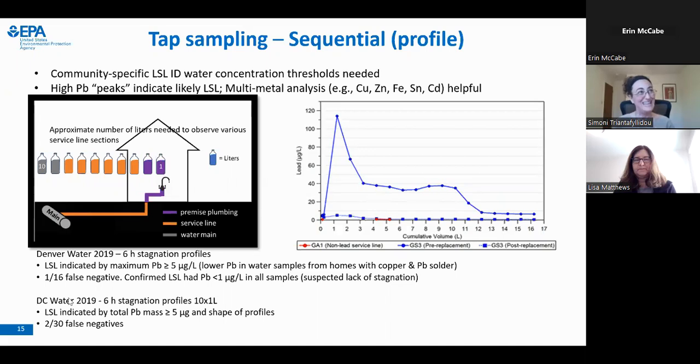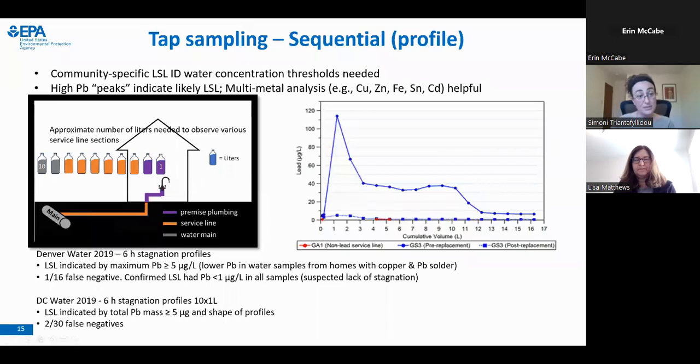You then analyze these water samples for lead in water. You come up with profiling graphs like the one on the right, where you can see lead on the y-axis and cumulative water volume on the x-axis. And depending on the lead peaks you identify, you can actually assess whether that home had a lead service line or not. And you can actually identify other lead sources as well, but the focus here is lead service line. So for example, in this specific graph here, you do have a prolonged cumulative water volume where lead concentrations are high, and this here is indicative of a lead service line in this specific example.